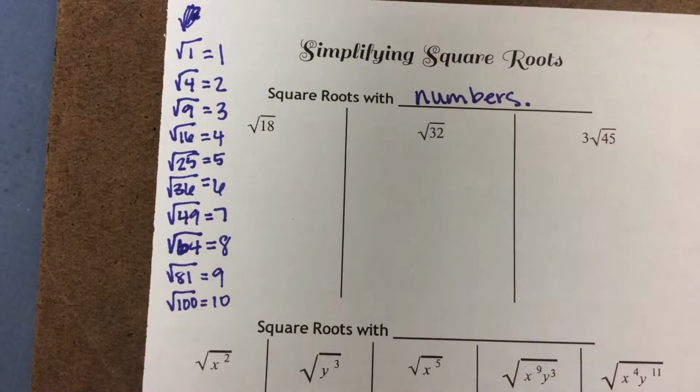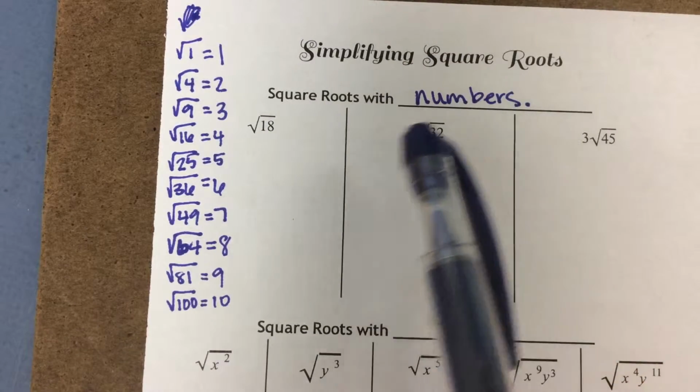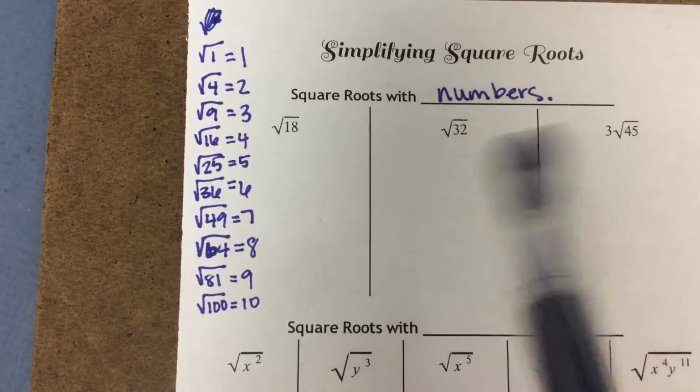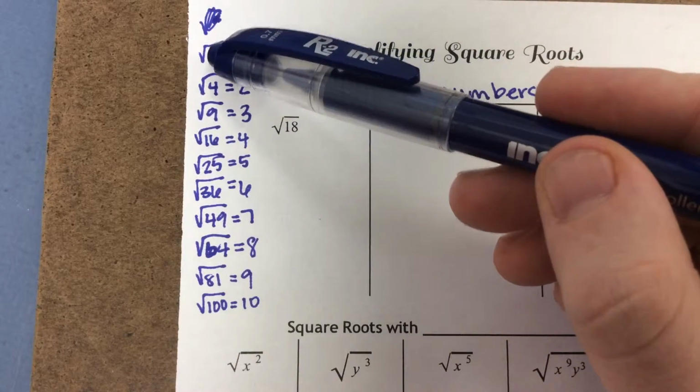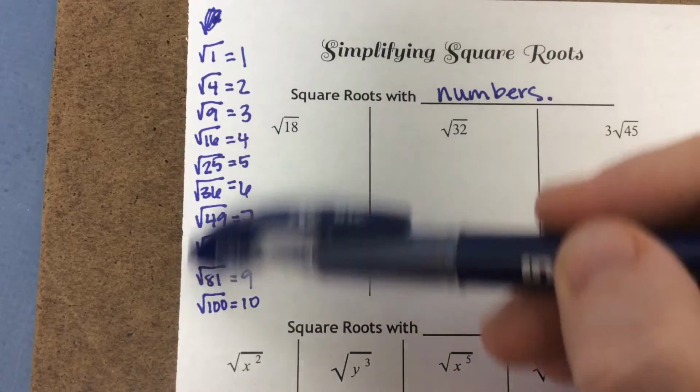Okay, we're going to talk about simplifying square roots. The first thing we're going to look at is just simplifying square roots with just numbers or just constants. So here I've made a list of very nice, pretty numbers. We call them perfect squares that you can take the square root of.